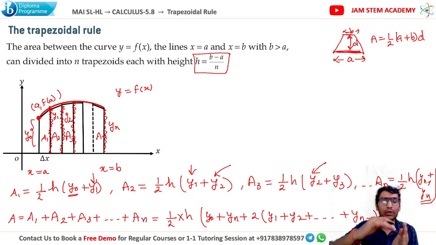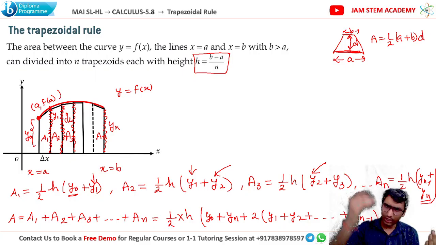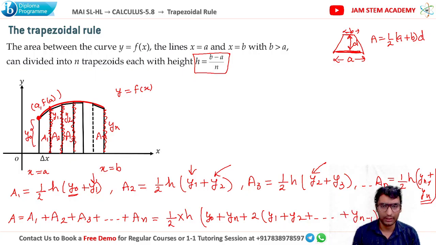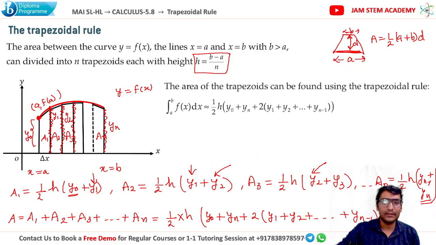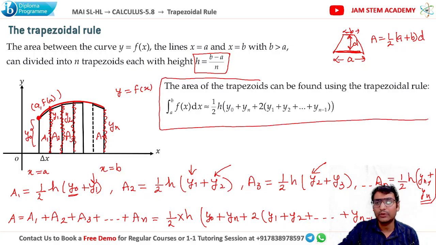Basically, we have to draw these trapezoids. So you may get an overestimated or underestimated area, that will depend on the equation of the curve, whether it is overestimated or underestimated. Okay, so that's the final answer for finding the area of y equal to f(x) from x equals a to x equals b using the trapezoidal rule.